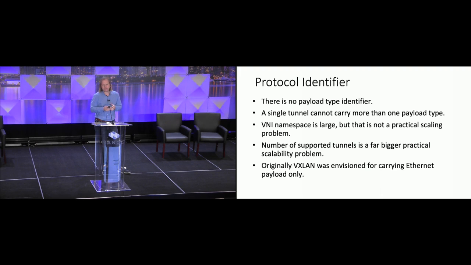Now, one possible solution which is used in practice is to run parallel tunnels. That certainly works, and the namespace for the VNI identifiers is sufficiently large. However, there is another practical problem. The cost of the tunnel itself as an entity on the element is far bigger, and that is a far bigger practical problem than the perceived depletion of the VNI identifiers.